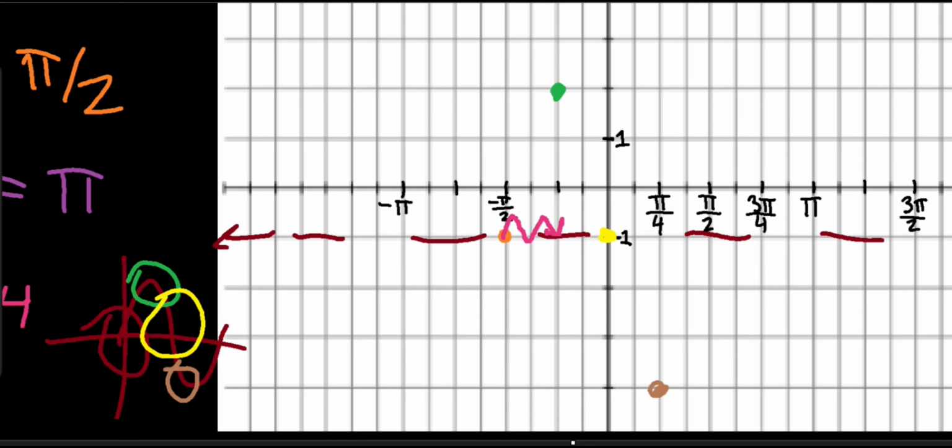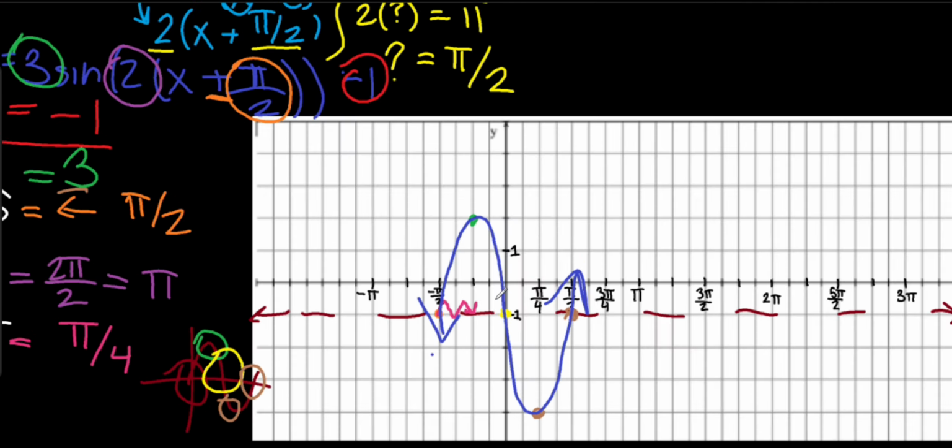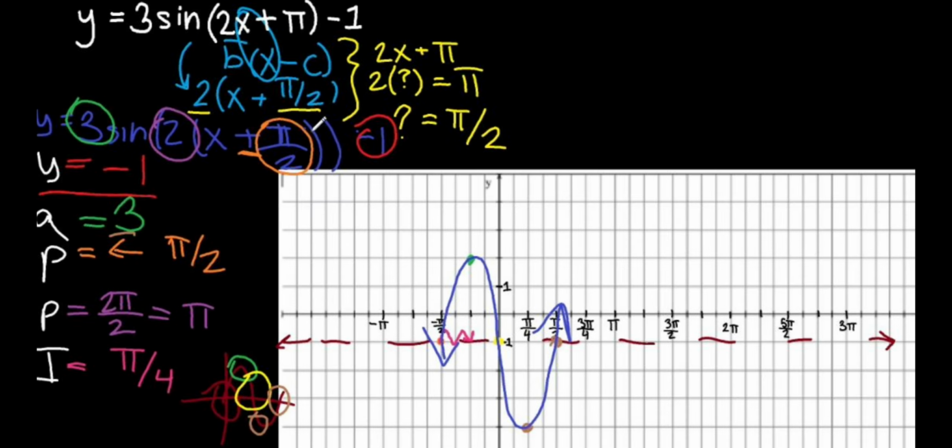And our final point is back on the midline. And it's pi over 4 away from the previous one. So it's going to be at pi over 2, -1. Okay, so now let's go ahead and connect all of these. And there you have it. That's one period of this function. Now, if you want a better graph in general throughout this whole video, I recommend go on Desmos and just put it in, or use the graphing calculator. It will help.